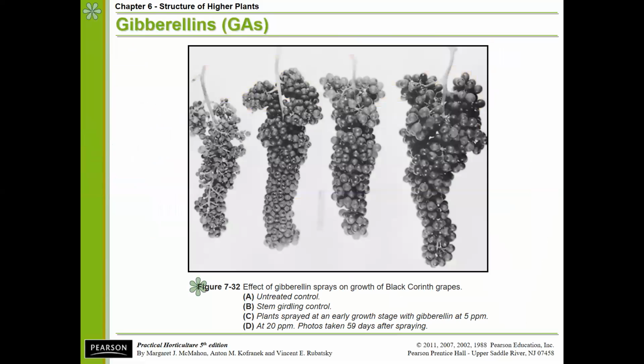And of course, I had to go back to the grape example, one of these classic examples. The application of gibberellins at a particular level vastly increases the size of the grapes in a cluster and makes for a much better crop.